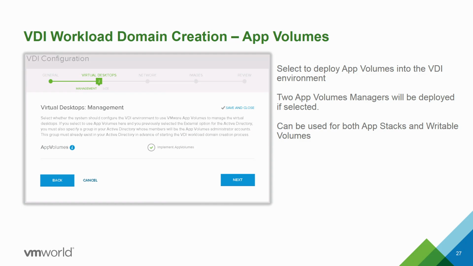App volumes. Very simple to deploy app volumes here. You either tick the box or you don't. If you tick the box, we'll deploy 2 app volume managers for you behind an NSX load balancer VIP, and we'll also install the app volumes agent in the image of the desktops if you're doing a full desktop deployment. So extremely simple to deploy app volumes. If you're going to use app stacks in your environment or writable volumes, just tick that box and we will deploy that for you.